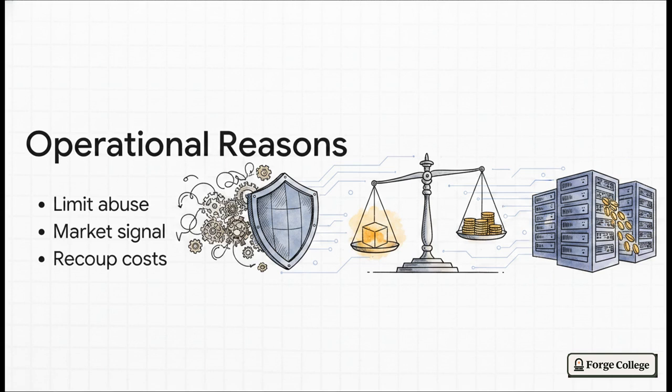And third, we have to recoup real-world infrastructure costs. We are talking about actual physical hardware buzzing away in data centers: CPUs, RAM, SSD storage, network bandwidth. Fees keep the whole system sustainable without us having to rely on brittle, centralized rate limits.